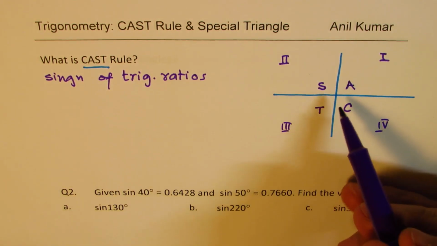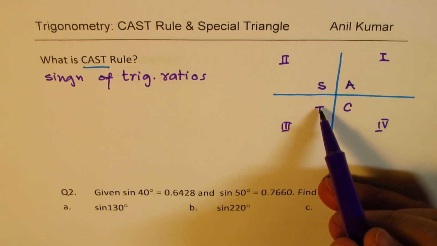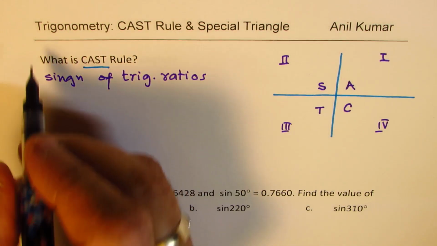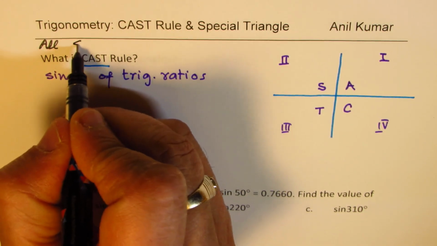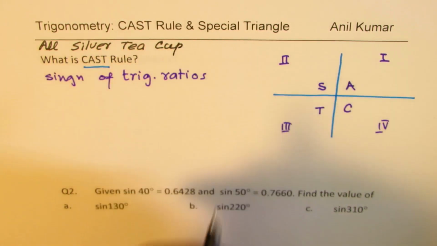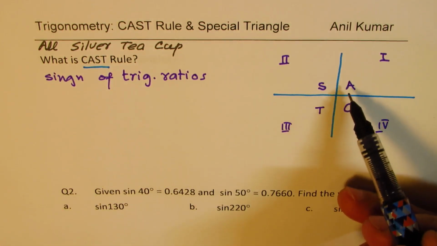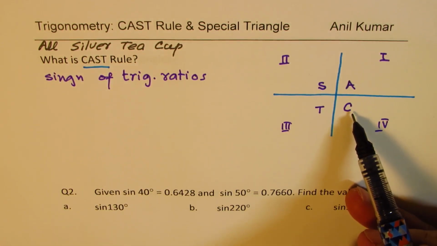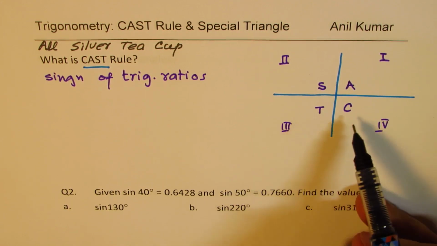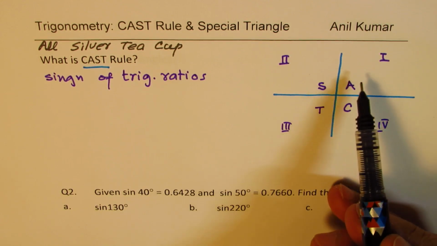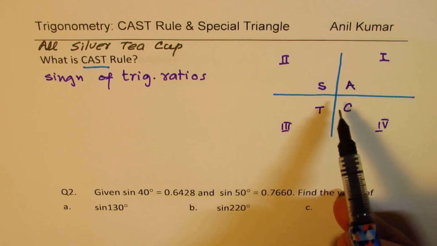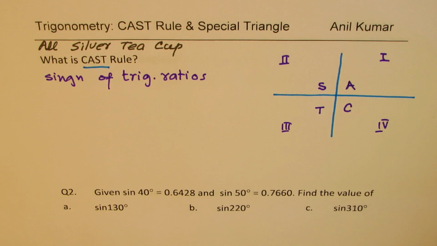The way I learned was, we are fond of tea, so we say all silver teacup. So that is the way we learned, right? So our way was all silver teacup, right? So that's how we learn. But here we say CAST rule, right? That means cosine is positive in quadrant 4, all are positive in quadrant 1, sine in 2, and tan in 3. So inherently it has a problem, since we should normally start with 1, but cos is here. So you have to get this orientation right any way you like.